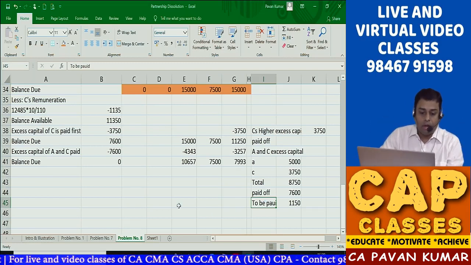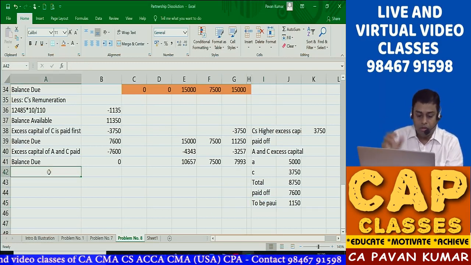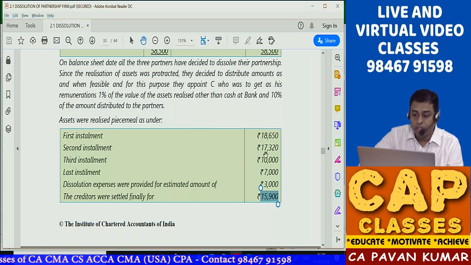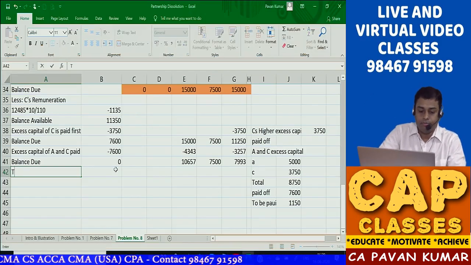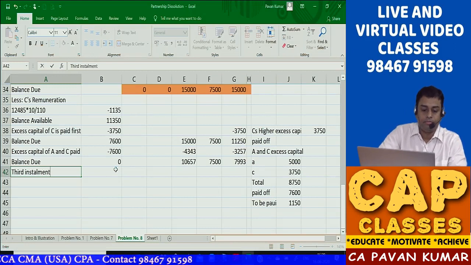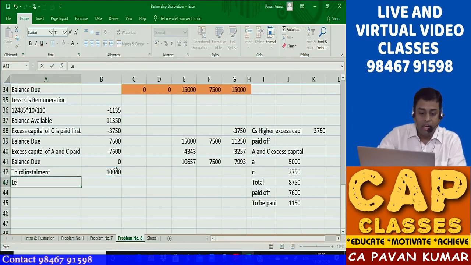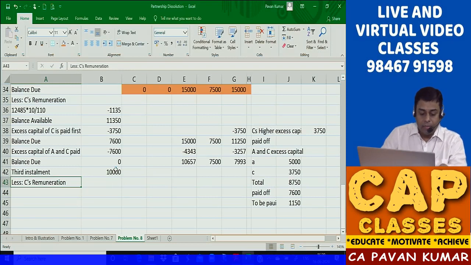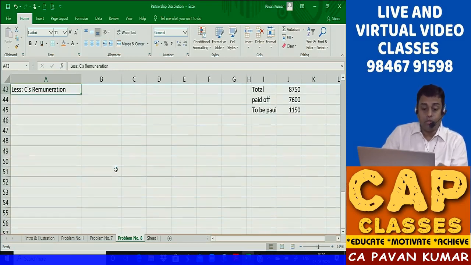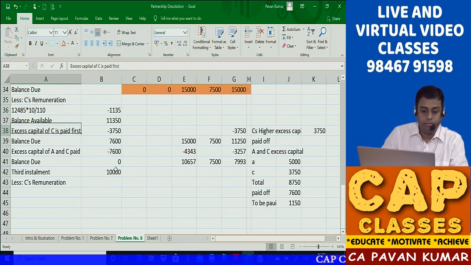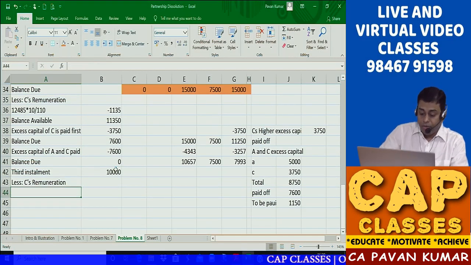Now next installment. Installment 1 is over, installment 2 is over. Now third installment. Received 10,000. On that, less C's remuneration. How will you calculate C's remuneration? Here C has two types of remuneration.